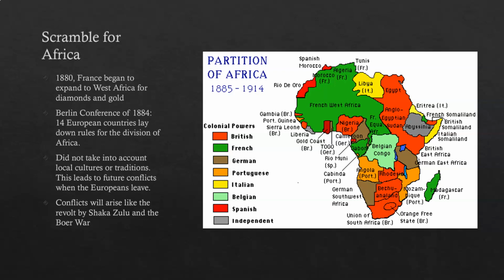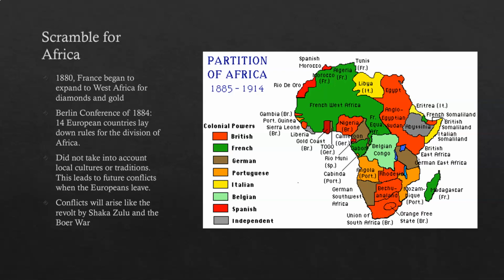As soon as the Dutch left, as soon as the UN also left, the local culture started to fight for power. It's like mobs. They're just fighting for power there. Conflicts will arise, like the revolt by Shaka Zulu down here, and the Boer War also.